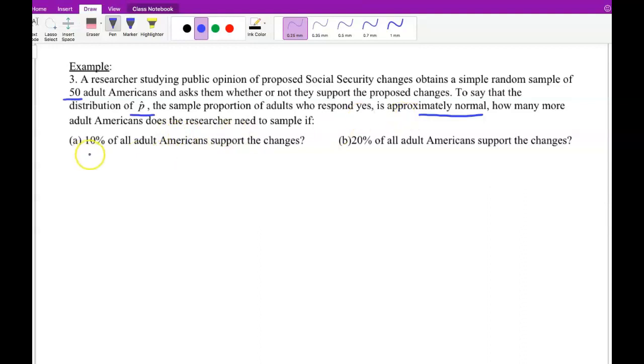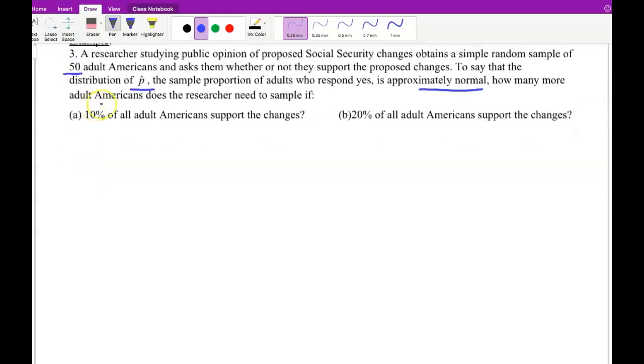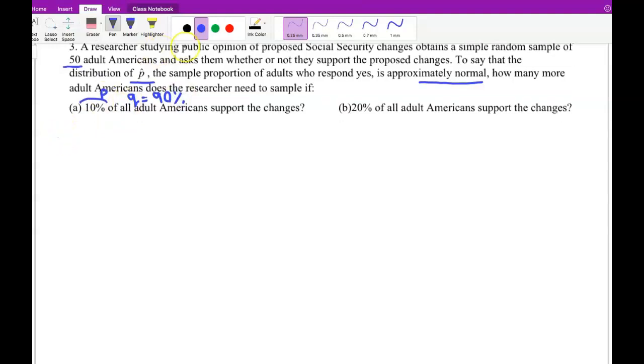So part A: 10% of all adult Americans support the changes. This 10% is p, and q is 90%, so q is 1 minus p. Recall that we have n times p times q greater than or equal to 10.